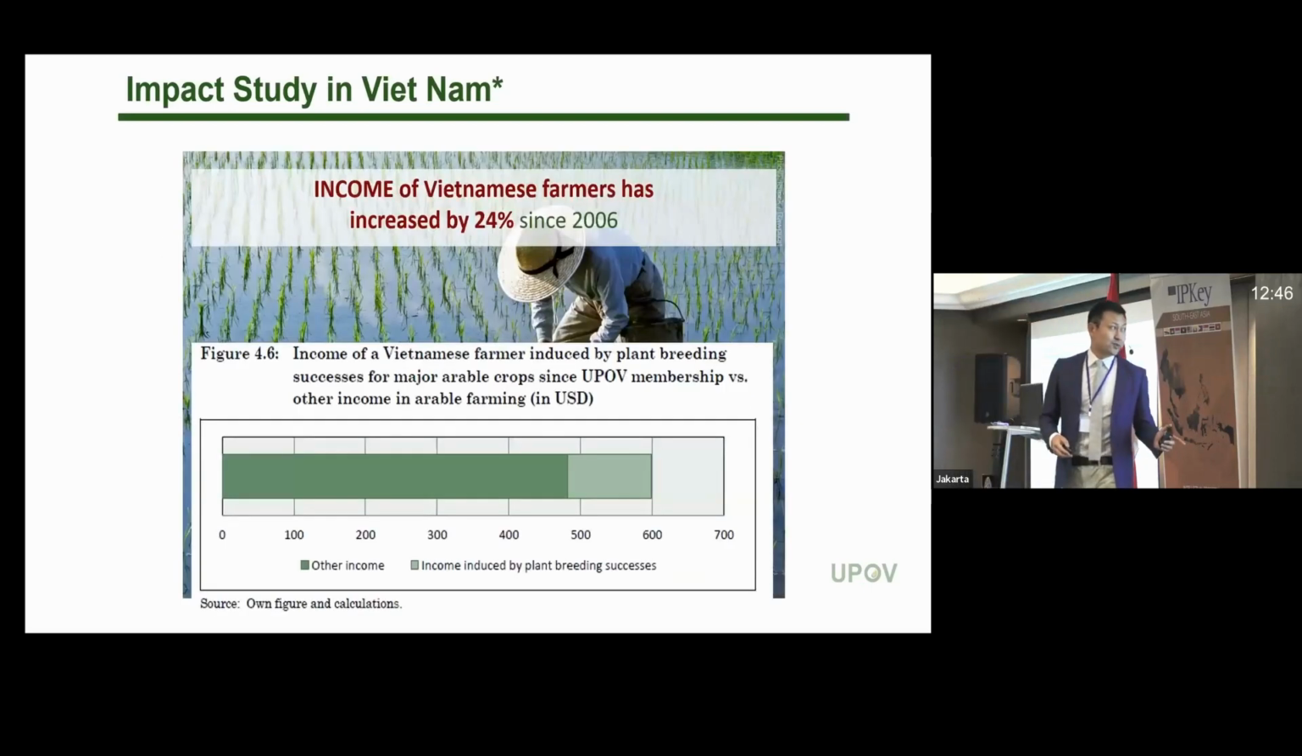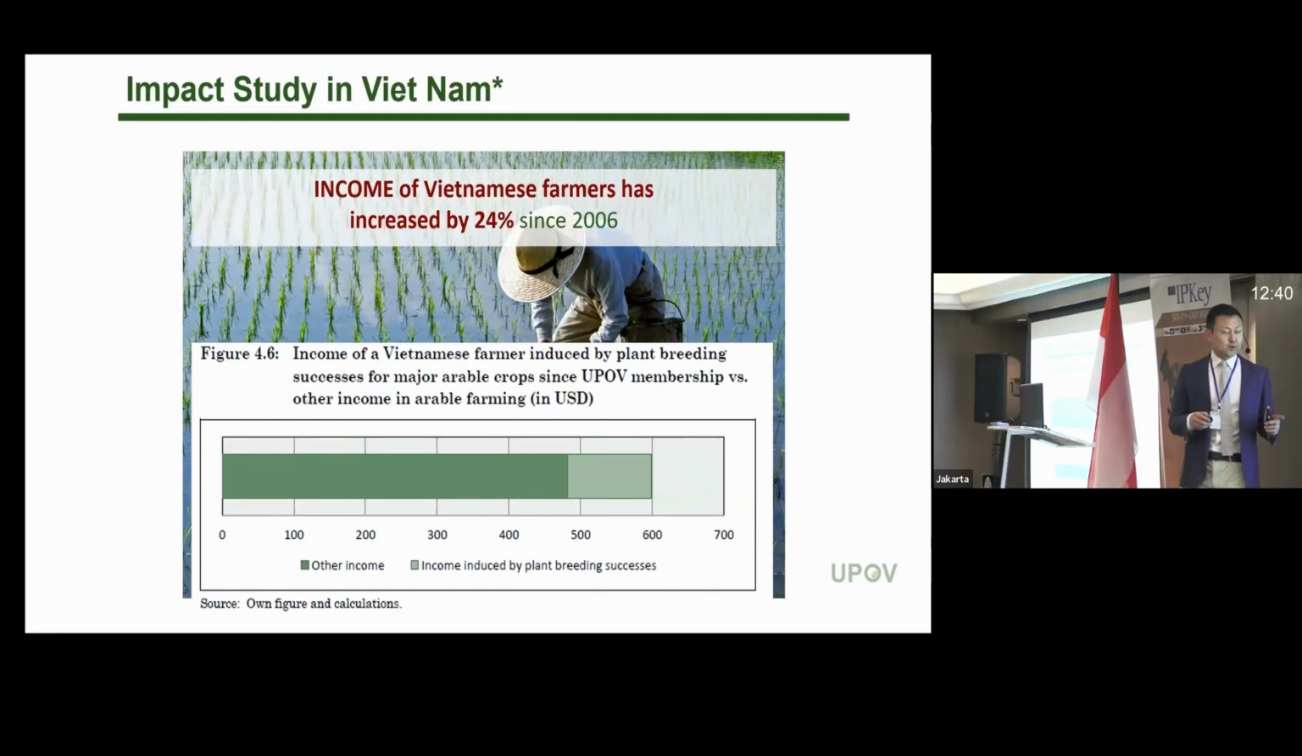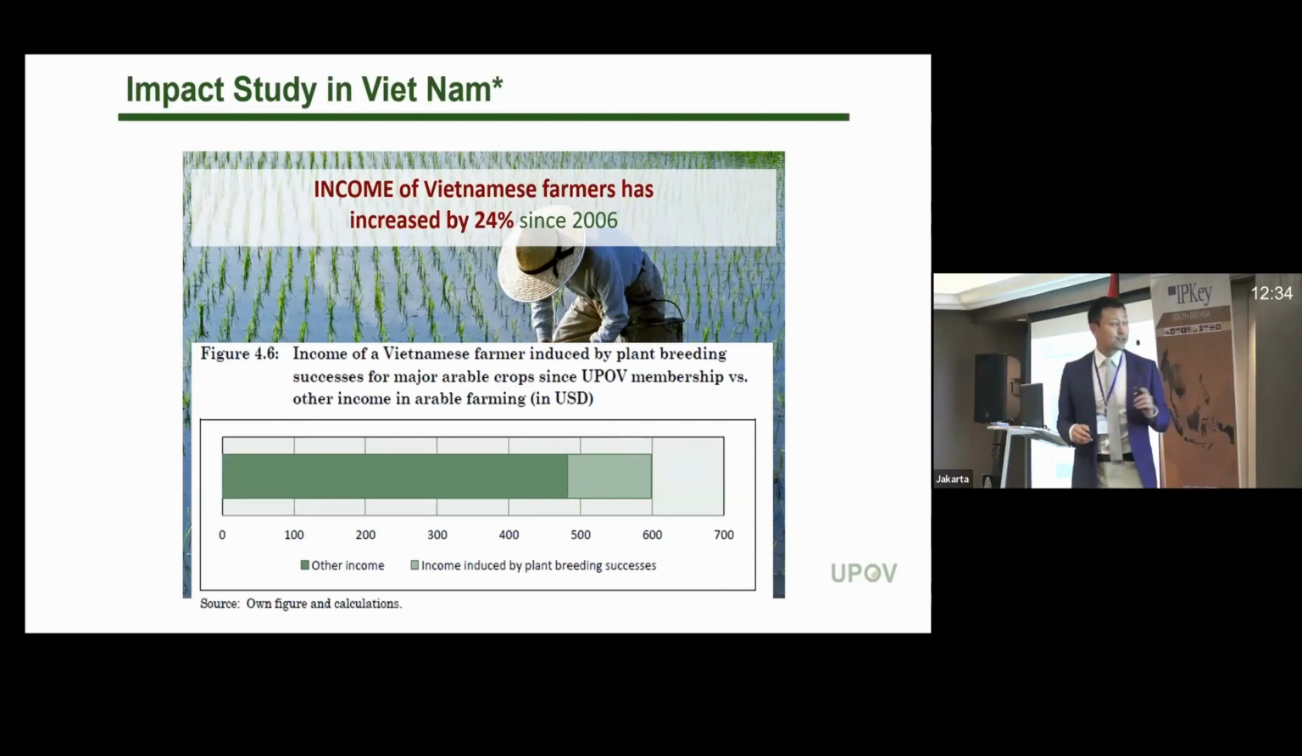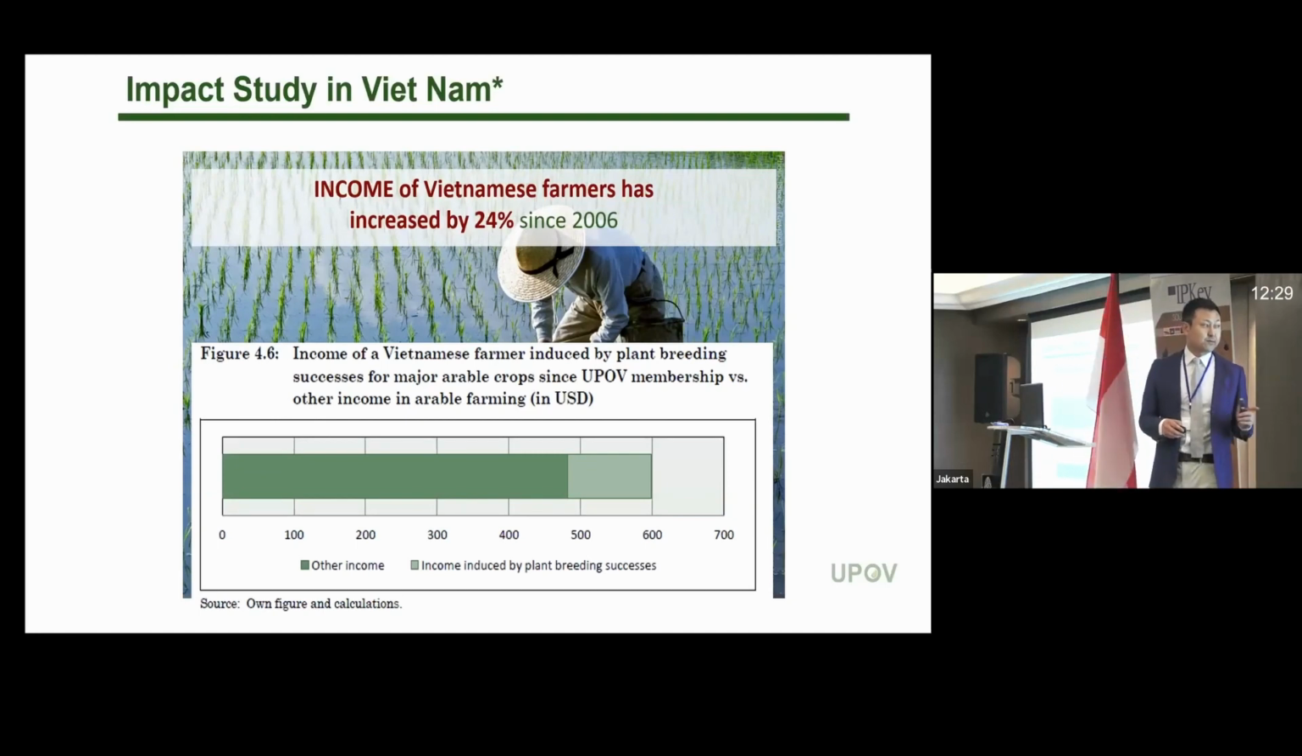And there is also a case of rice farmers, which observed that farmers' income increased 24% by using the PVP system. I mean, it was contributed by access to new plant varieties.